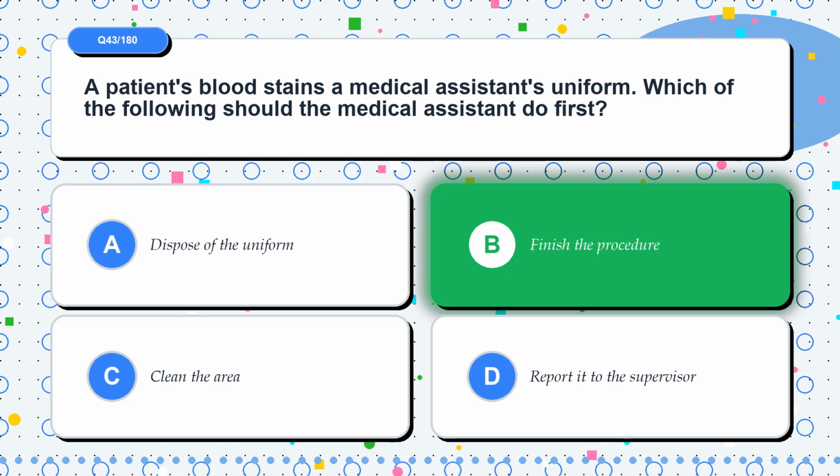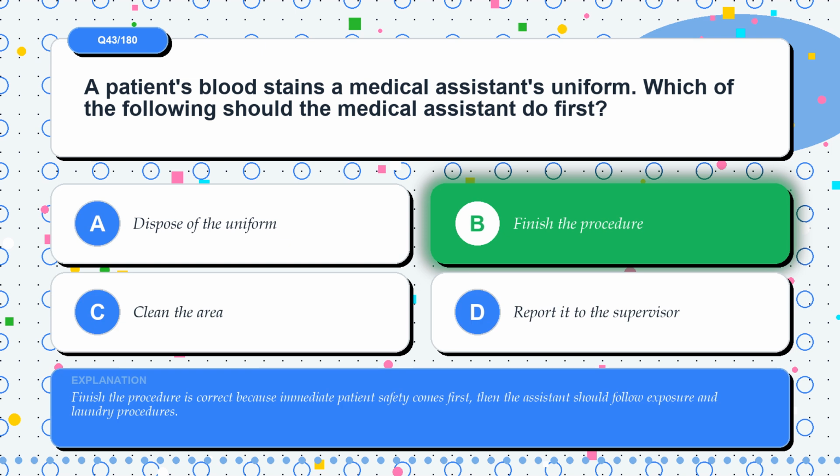The correct answer is option B, finish the procedure. Finish the procedure is correct because immediate patient safety comes first. Then the assistant should follow exposure and laundry procedures.